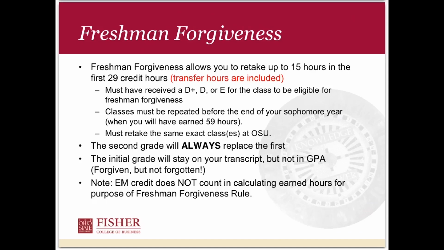The student must retake the exact same course at Ohio State and must complete that course within their first 59 earned hours. It is important to note that the second grade will always replace the first grade, regardless of whether the second grade is an improvement. While that first grade will stay on the transcript, it will not be calculated and therefore will not affect the GPA. Only the second grade will be considered in the GPA.